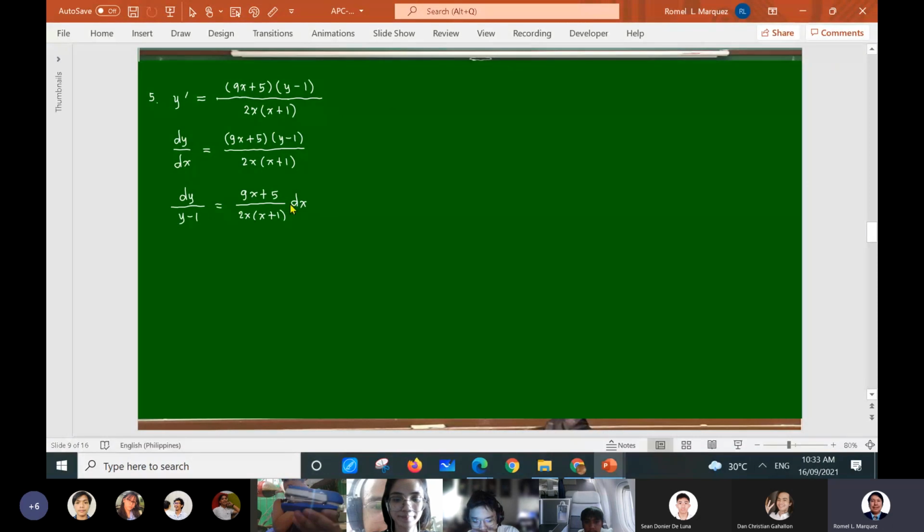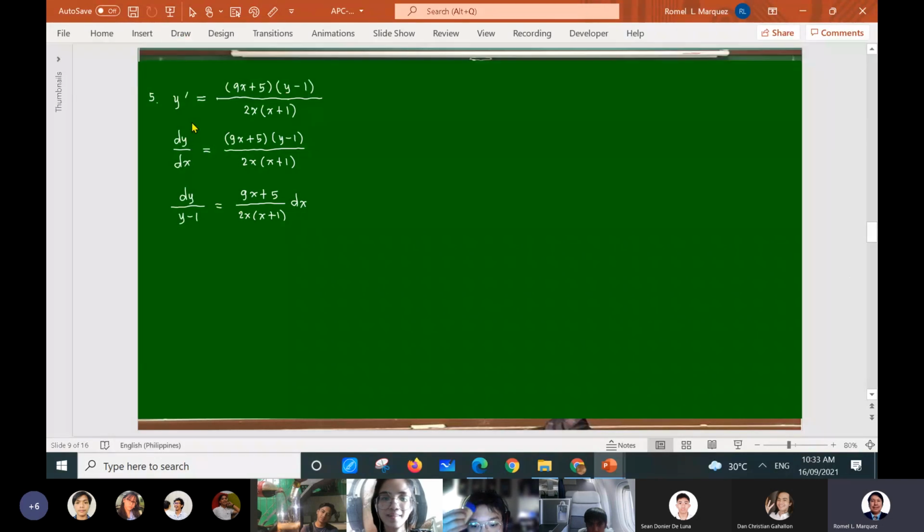No need to transpose, or no need to put the right side on the left side, meaning no need to add its opposite so that this will disappear from the right side and then equal to 0. No need. So as long as the variables are separated, it's all right, whether on the left side or on the right side. Okay, guys?